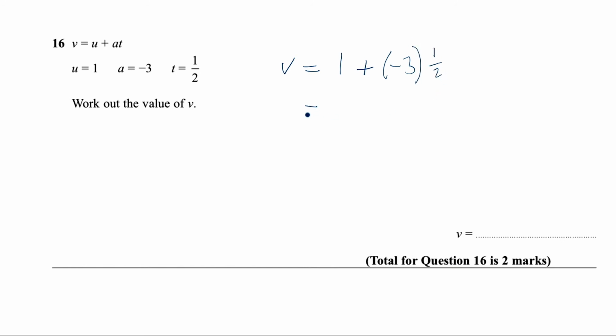So let's take that a step down. That's 1. And then the plus and the minus together will make a minus. And the 3 is multiplying the half, so it's minus 3 over 2. So, if you like, that's 2 over 2 minus 3 over 2. So that boils down to minus 1 over 2. So V is minus a half.